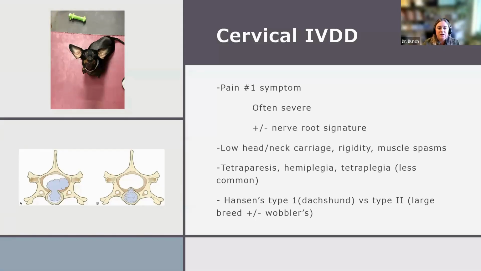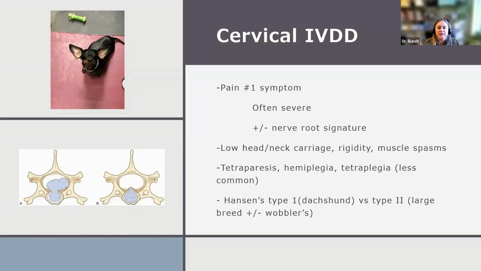They may have tetraparesis, hemiplegia, depending on if it's lateralized, or tetraplegia, which I would say is much less common, and of course, a much poorer prognosis, right? Because if that lesion is cranial enough, we're going to affect the respiratory centers and have much higher mortality. So luckily, we don't see that as commonly. It's more paresis than the plegia.